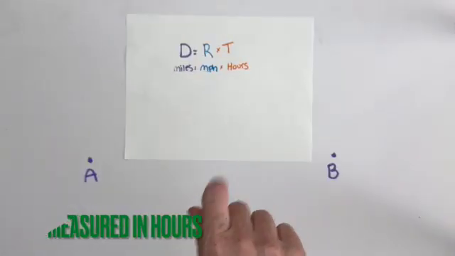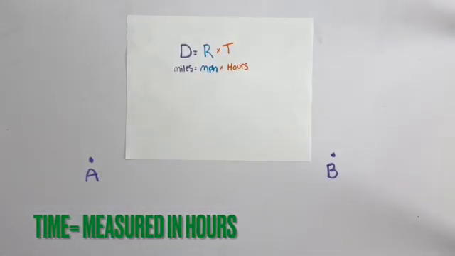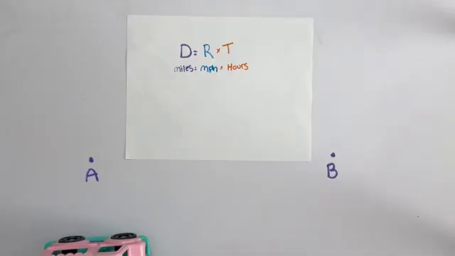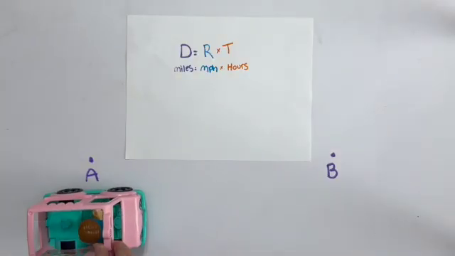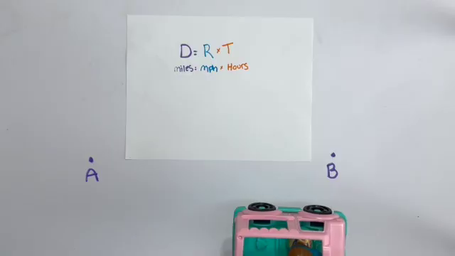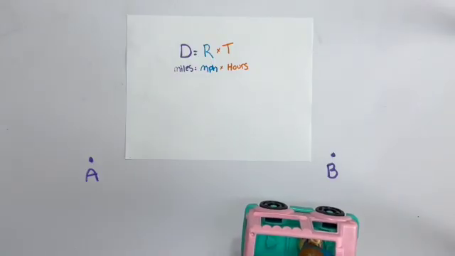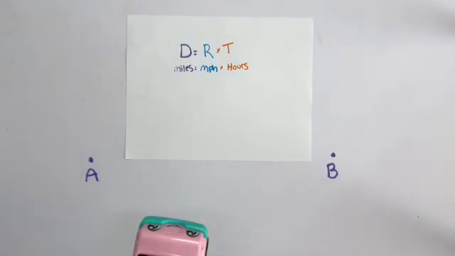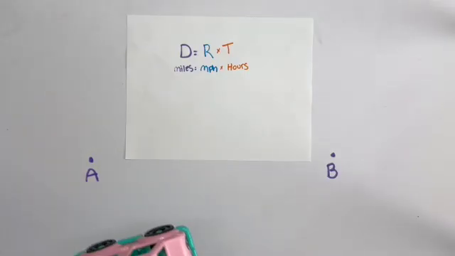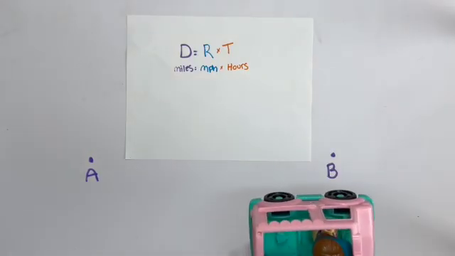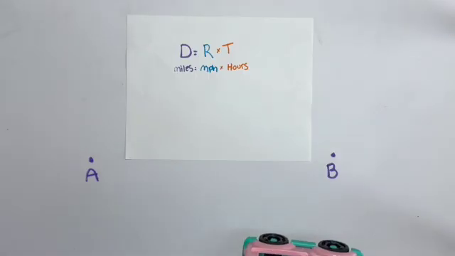The T stands for hours. For that, if I have a car that goes from A to B and they take 1 hour, I would put a 1 in for the hours. If they go from A to B and they take 2.5 hours, I would put 2.5 in for the hours.